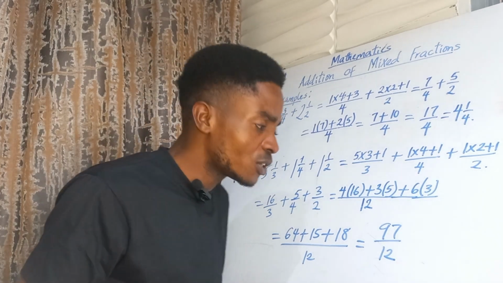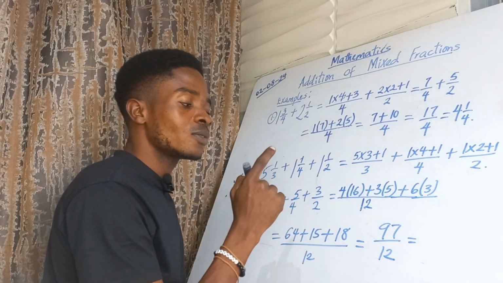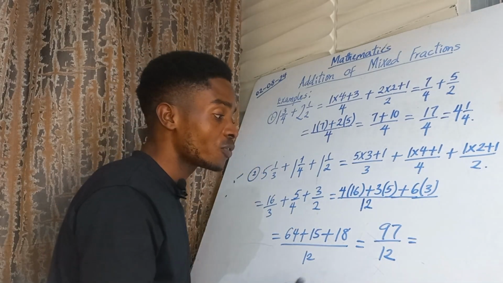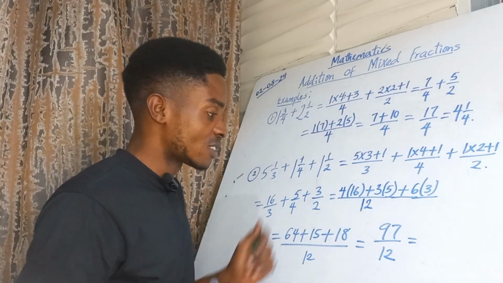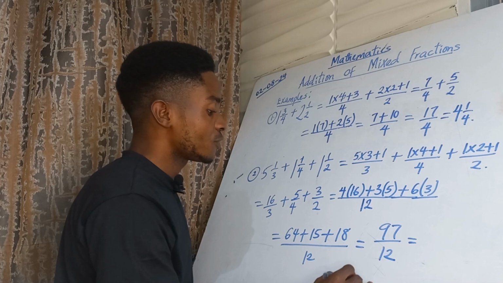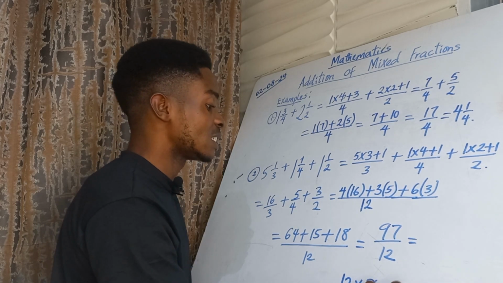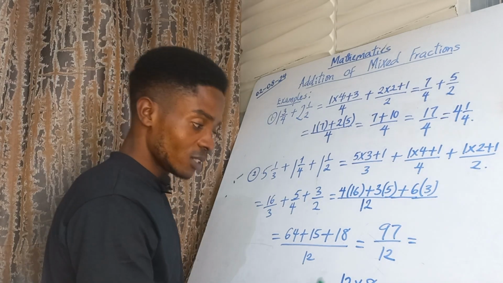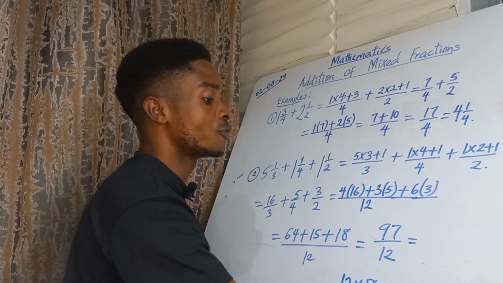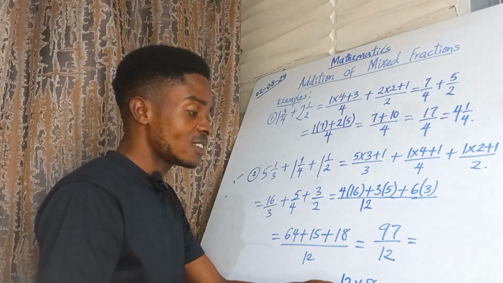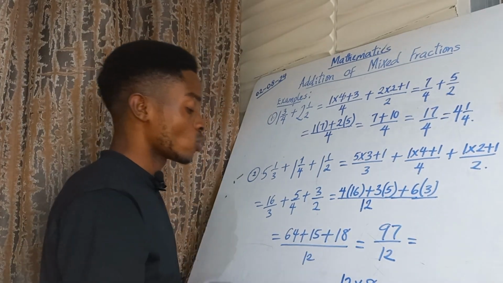Okay, can we simply just change this to a mixed fraction? Let's try it. What is that particular number that 12 can divide and at the same time is very close to 97? Let's see. You have 12 times 8. What is 12 times 8? That is 96. Yes or no? 12 times 7, that one will give you 84. Of course, you see that 96 is closer to 97 than 84.